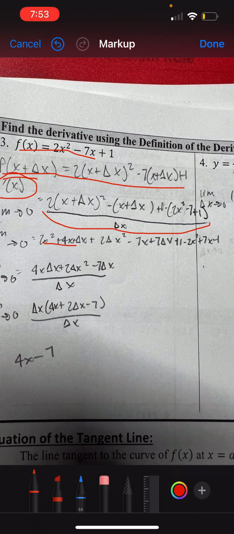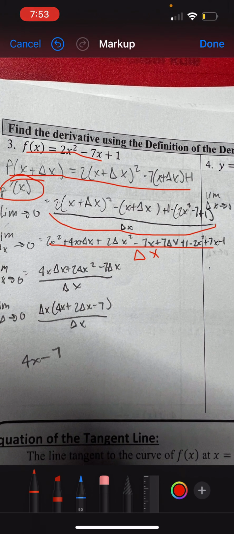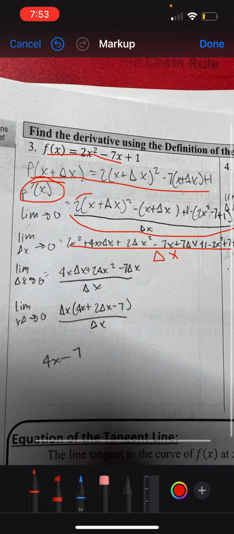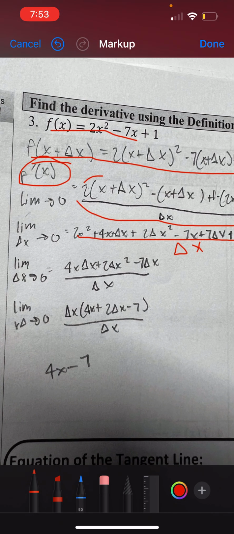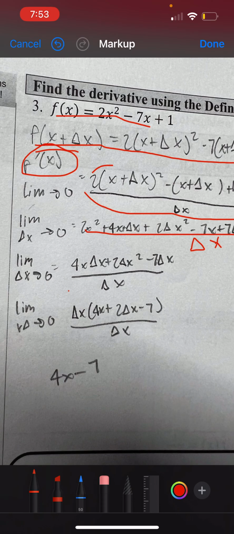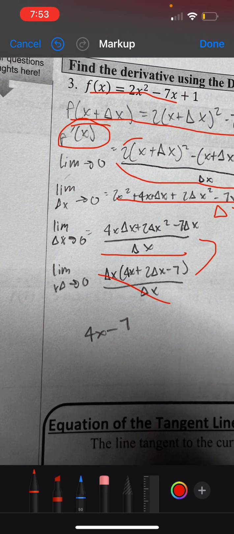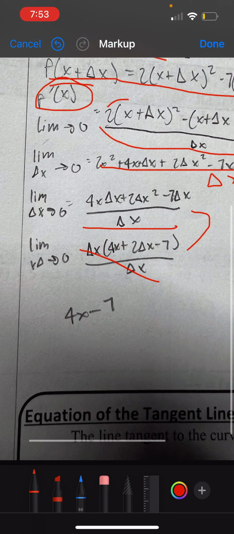This should all be over delta x. But all we did here was just distribute everything, and then from here we canceled some of the numbers and stuff, and then we're left with this, right? And then from here we factor out a delta x, which cancels out these, and then we're left with our f prime of x, which is equal to this. And yeah.